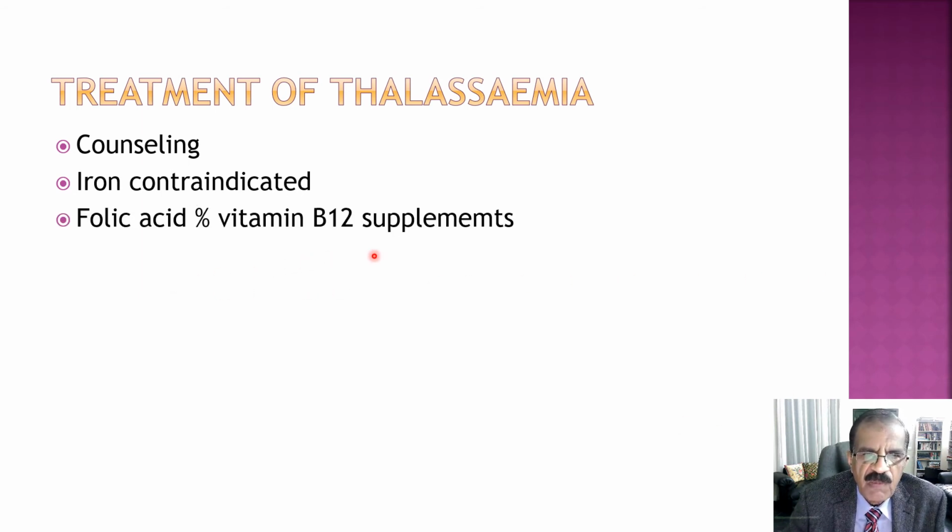Folic acid and vitamin B12 supplements are also recommended because of the fast erythropoiesis. Bone marrow is hyperplastic. Bone marrow activity is very fast. Although cells are being destroyed in the spleen, more cells are being produced. So these patients need folic acid and vitamin B12 supplements. Otherwise, there is a risk of additional deficiency of folic acid and vitamin B12, further aggravating anemia.